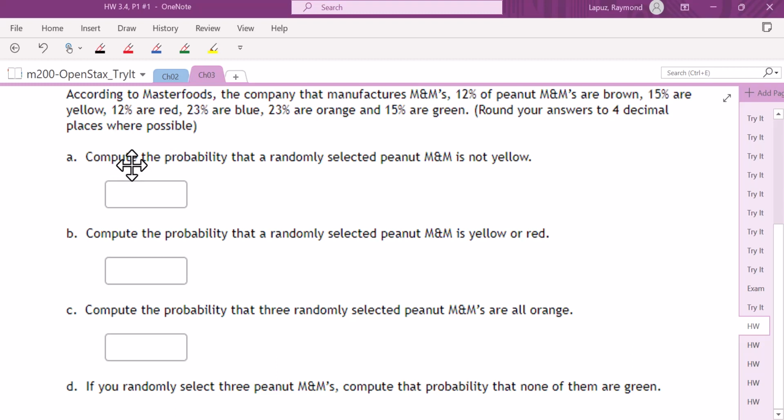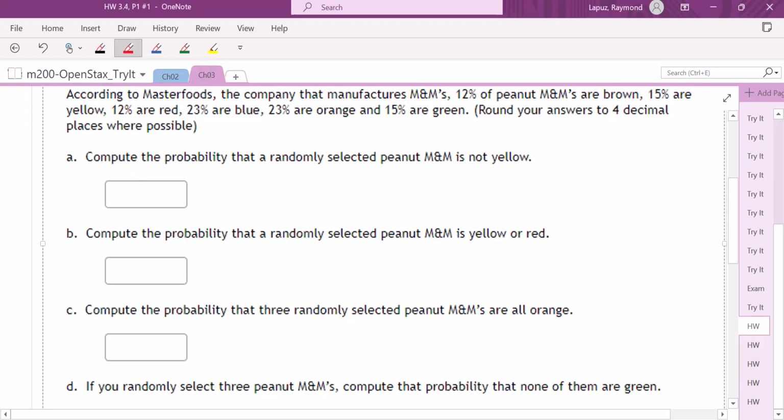And for the first one, they want us to compute the probability that a randomly selected peanut M&M is not yellow. So let's take a look at the percentage that is yellow. It says 15% are yellow. So they want not yellow, so we want the complement of that. So that's 100% minus 15% is equal to 85%. And they want us to write our answers as a numeral instead of a percentage, so we're going to write it as 0.85.